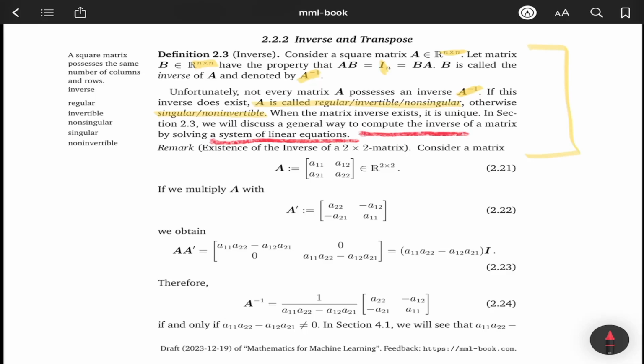Remark: existence of the inverse of a 2 times 2 matrix. Consider a matrix like this. Okay, this is our matrix. If we multiply A with this matrix, basically they just flip the entries. We obtain a new matrix, and this new matrix is some kind of a scalar times the identity matrix.